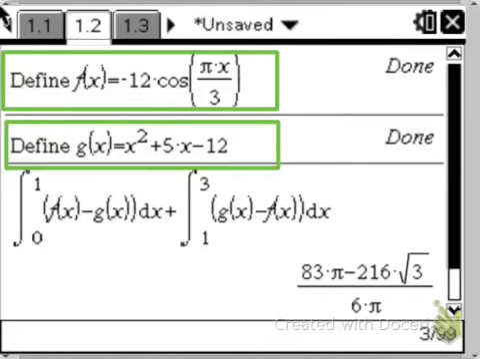So my first integral is one minus the other, and second integral is they're swapped over. And you can see there I get the area between the two curves, which is pretty much the same as the answer we just looked at a minute ago.